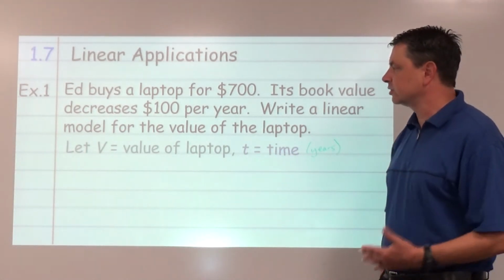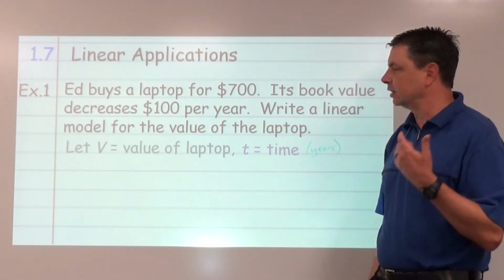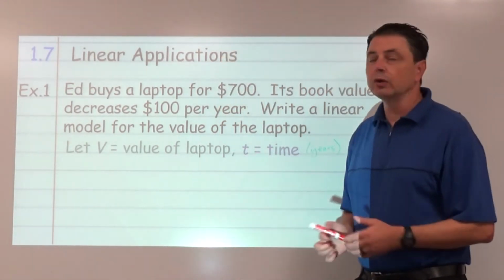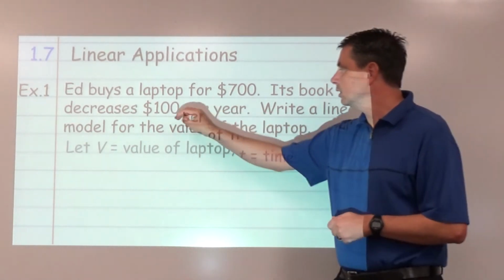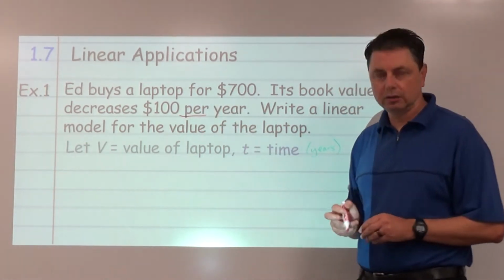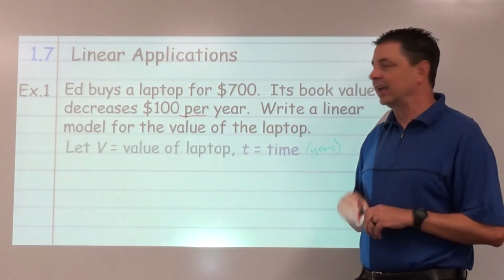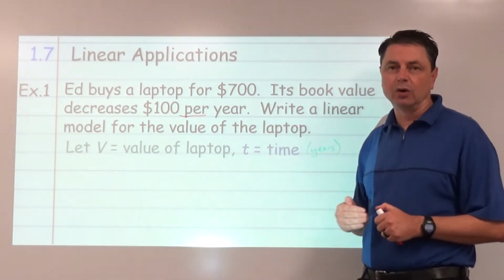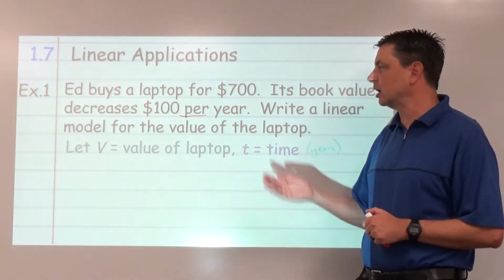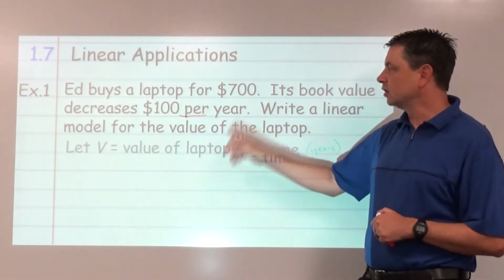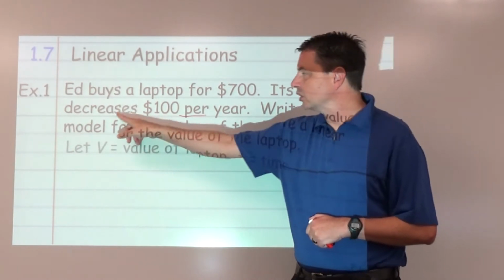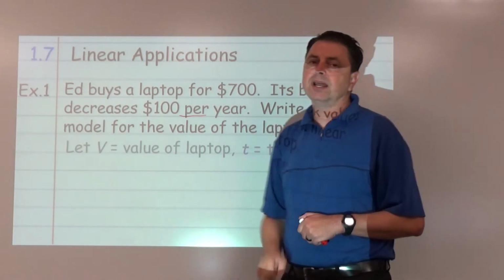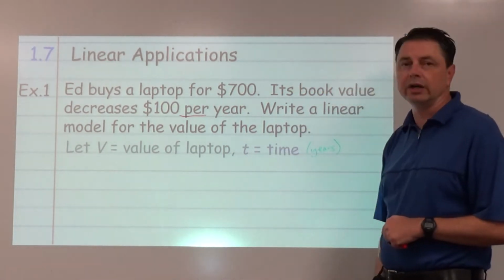If we look through, there's a very important word in here that is signaling to us that we know the slope, and the word is per. Per indicates a rate, like I was driving at 65 miles per hour, and a rate translates to a slope. So our slope is going to be 100, but right in front of that, it says decreases, which is going down. So it has to be negative 100.